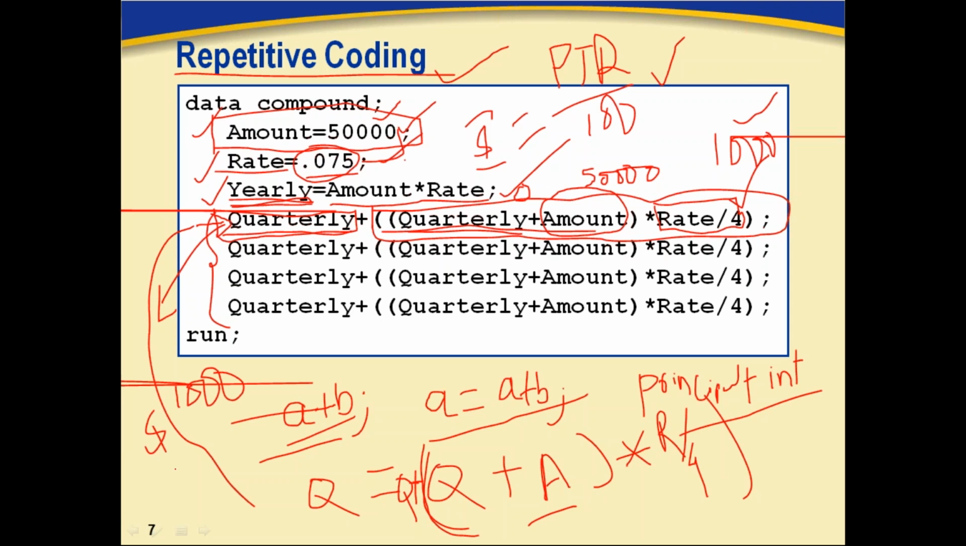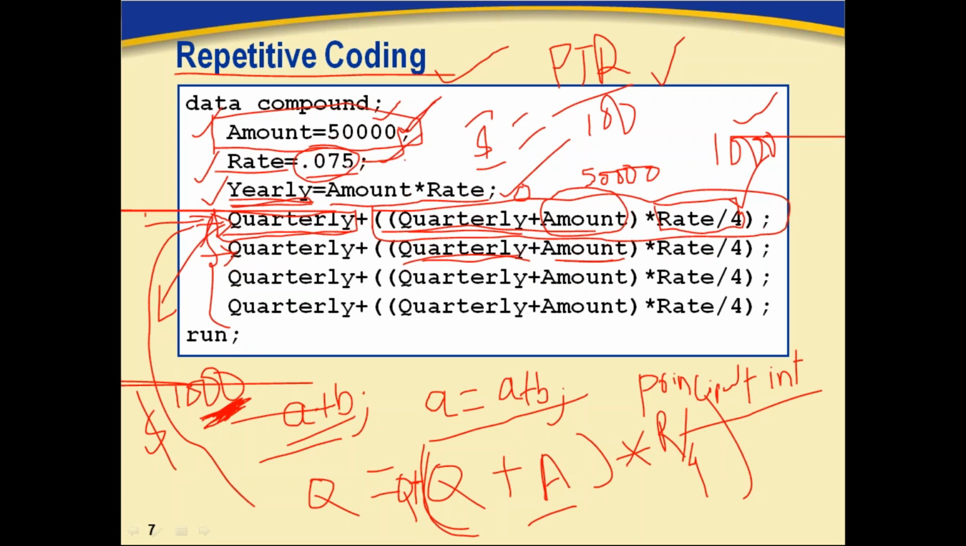Now when it executes the second statement, in quarterly you will have 1,000, because when the first statement executed, it created 1,000 in the quarterly variable. So 1,000 will be replaced here. 1,000 plus amount. What do you mean by 1,000 plus amount? This is the interest amount plus your principal amount, which is 50,000.